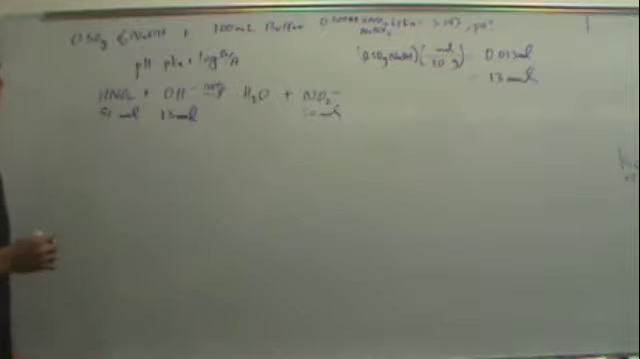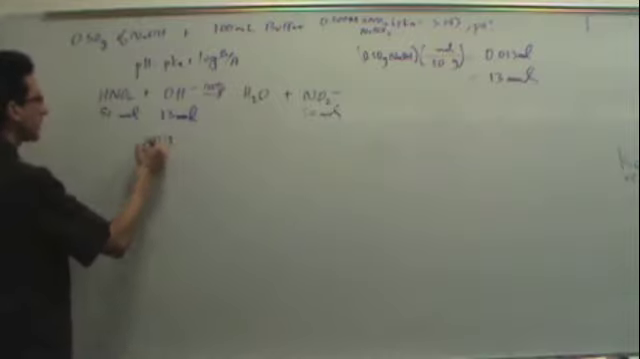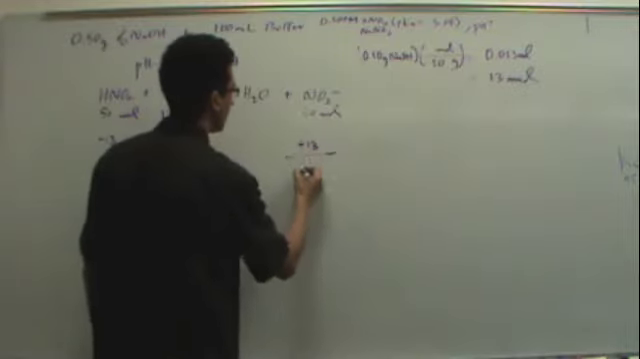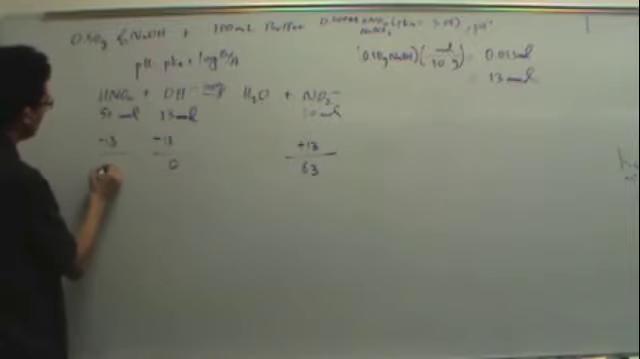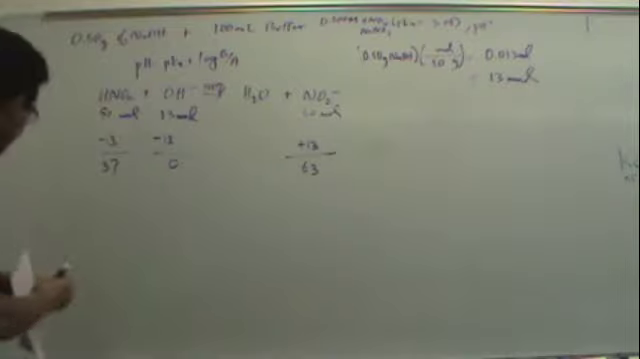Okay, so you subtract the smaller number. It's usually going to be whatever you added to the buffer, minus 13, plus 13. So this will be 63, this will be 0, and this will be 37, all in millimoles. Now I can go to the buffer equation, the Henderson-Hasselbalch that I had up above.